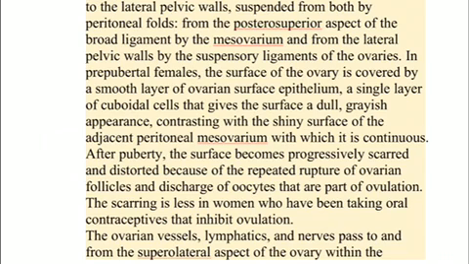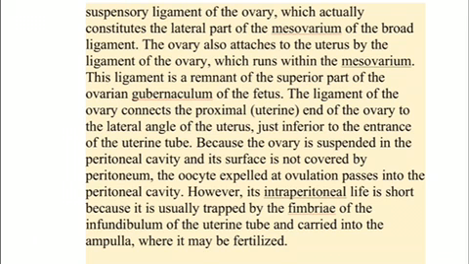After puberty, what happens? The surface of the ovary becomes progressively scarred and distorted because of the repeated rupture of the ovarian follicles and discharge of oocytes that you have in the course of ovulation. The scarring is less in women who have been taking oral contraceptives that inhibit ovulation. The ovarian blood vessels, lymphatics, and nerves pass to and from the superolateral aspect of the ovary within the suspensory ligament of the ovary, which actually constitutes the lateral part of the meso-ovarium of the broad ligament.